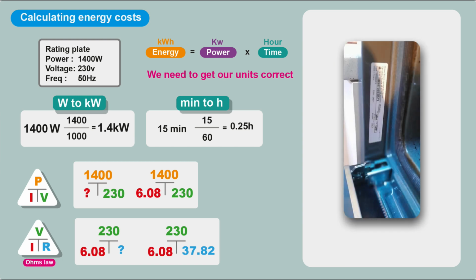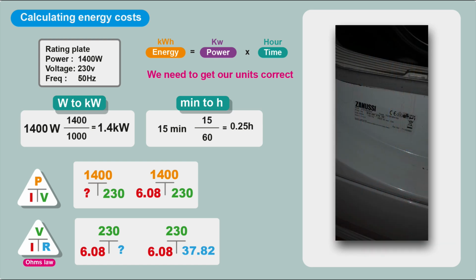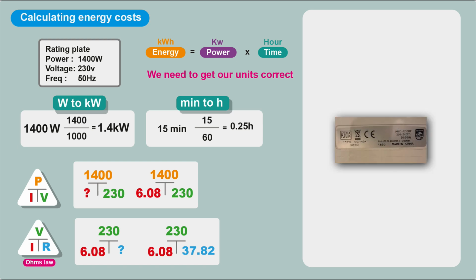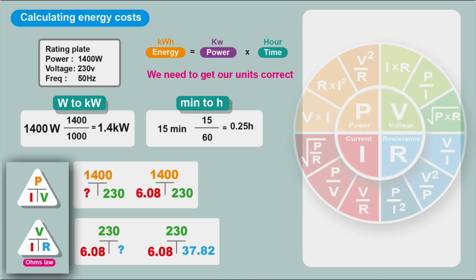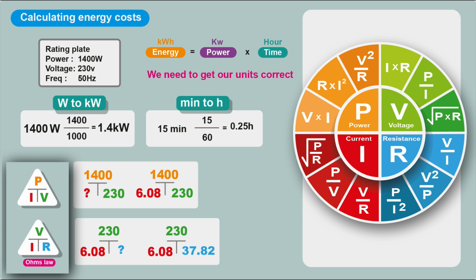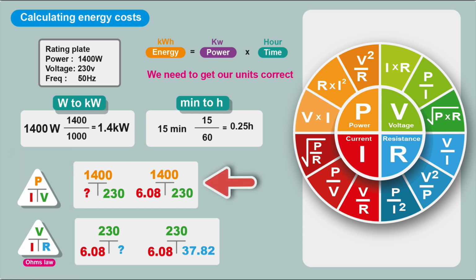Sometimes your rating plate might not be readable, or it's missing, or it might give you different information. It might not give you power, it might give you amps, but you can still work everything out. And if something's missing, you can use your Ohm's law triangle or the power triangle to work out the missing numbers. If you want to know the amps, with the power triangle, you divide the power by the voltage, it'll give you the current. Or you might want to know what the resistance is. You divide the voltage by the current, that'll give you the resistance.